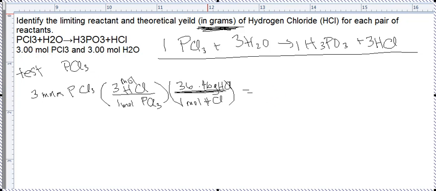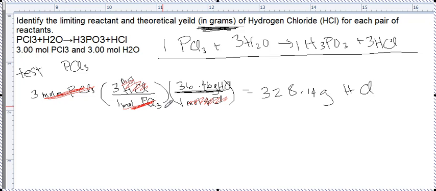Well, first what we want to do is decide, do the units cancel? The moles of PCl3 cancel out with the moles of PCl3. The moles of hydrochloric acid cancel out with the moles of hydrochloric acid. And we're left with grams of hydrochloric acid, which is exactly what we wanted in the first place. So we just multiply 3 times 3 divided by 1 times 36.46 divided by 1. So that's 9 times 36, which is about 328.14 grams of HCl.